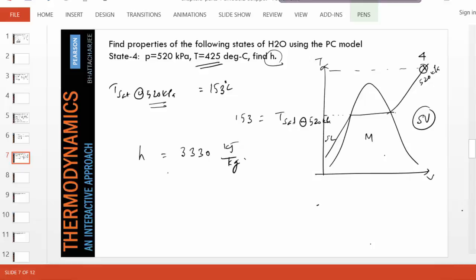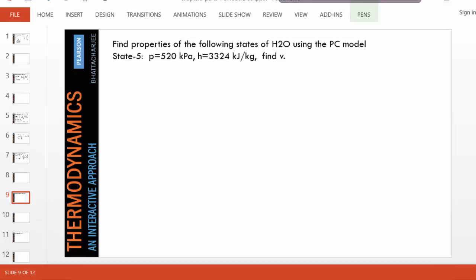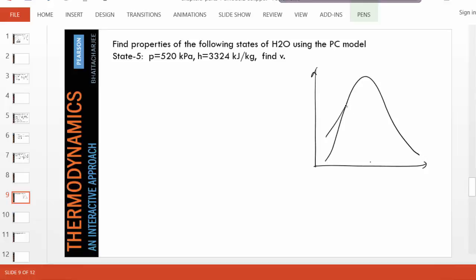Let's move on. Let's see how many problems we can solve so that we can cover all the different zones. This one is, again, same pressure. Don't worry about same pressure. It could be any pressure. And enthalpy is given. Well, that makes it a little more difficult because now we don't know. From the previous problem, we basically know where the state is, but pretend we have not solved the previous problem. So the pressure is 520 kPa, so the state will be somewhere along this line. But enthalpy is supplied, not temperature this time.